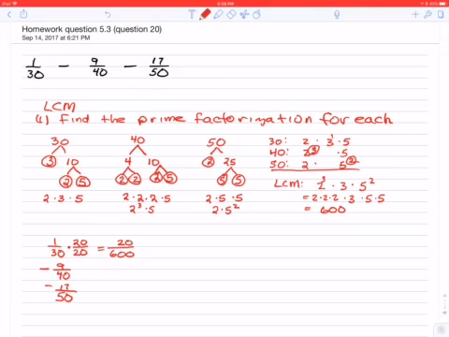40 goes into 600 15 times. Whatever I do to the denominator, I must also do to the numerator. So 9 times 15 is 135. And I'll bring that sign over. 50 goes into 600 12 times. And whatever I do to the denominator, I'll do to the numerator. So 17 times 12, that's 204. And I'll bring that subtraction over.